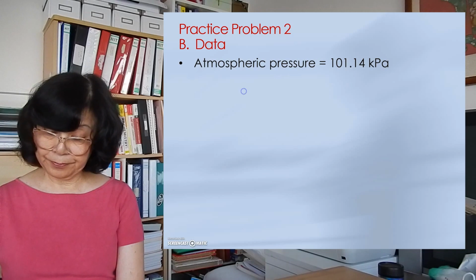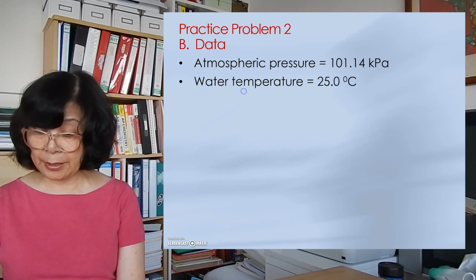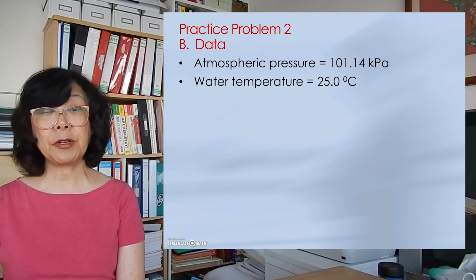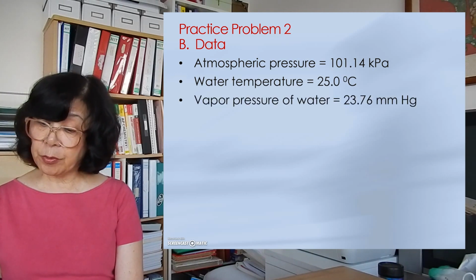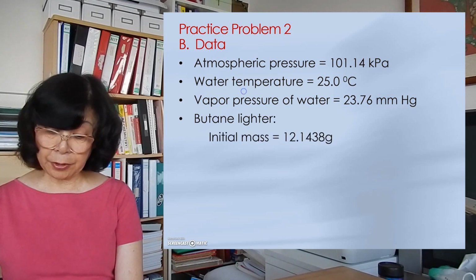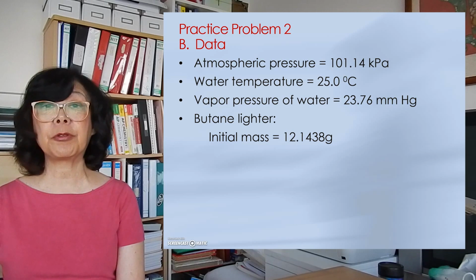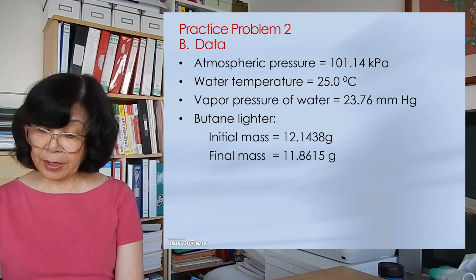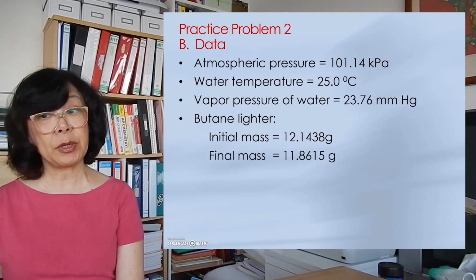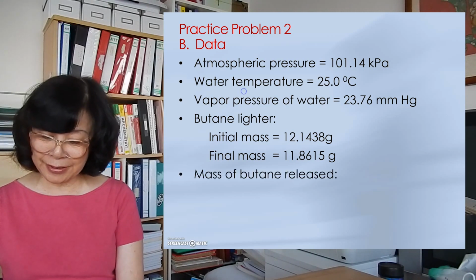The data. Atmospheric pressure 101.14 kilopascal. Water temperature 25 degrees C. Vapor pressure of water 23.76 millimeter mercury. Butane lighter initially weighed 12.1438 grams. And then final mass is 11.8615 grams. Make sure that your butane lighter is not wet, very important.